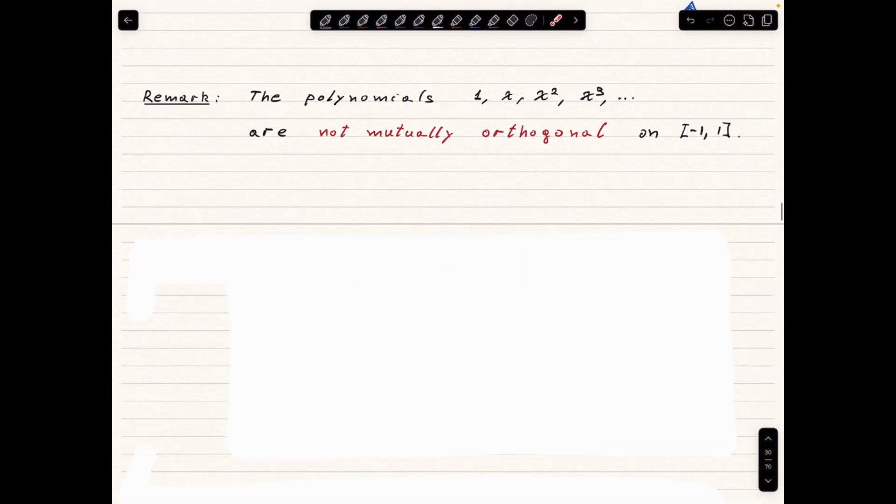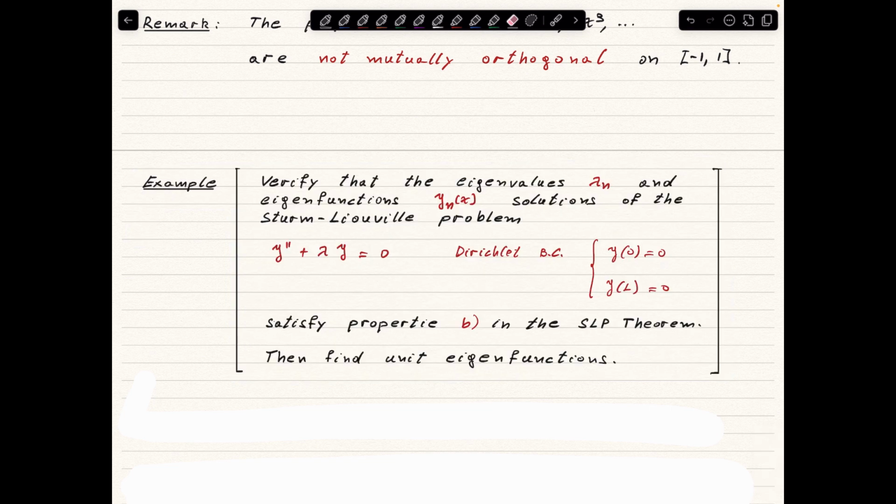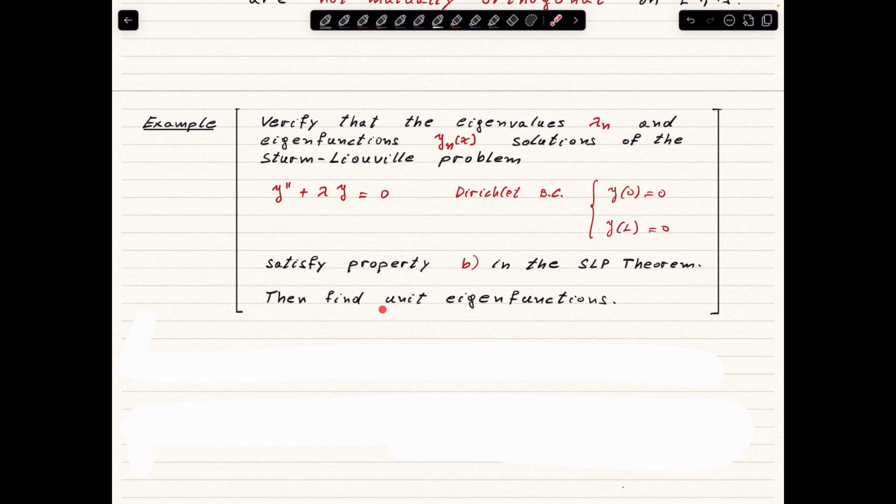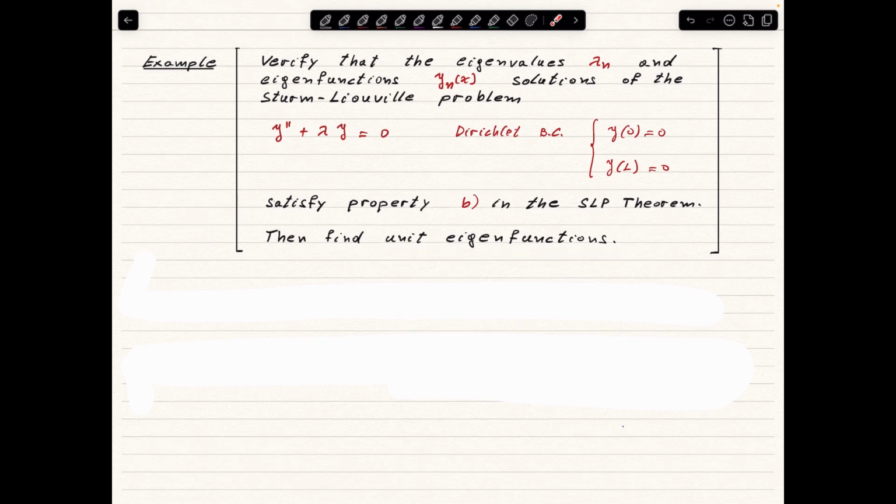Our last example for this video is to verify that the eigenvalues lambda n and eigenfunctions yn, solutions of this Sturm-Liouville problem with Dirichlet boundary conditions, satisfy property B in the Sturm-Liouville theorem, and also find unit eigenfunctions. Okay, so what is that? Well, recall property B is the property we are studying: if we have two different eigenvalues, the corresponding eigenfunctions are perpendicular, with the definition of perpendicular we introduced before.